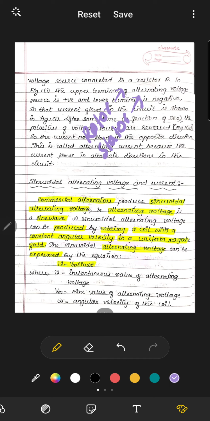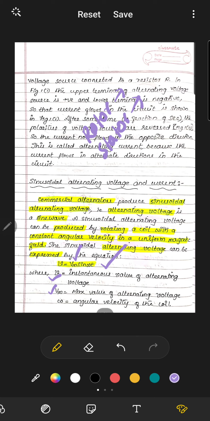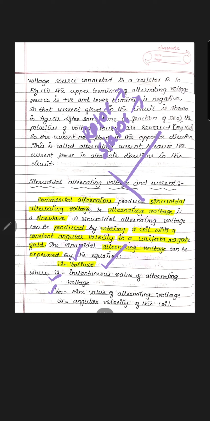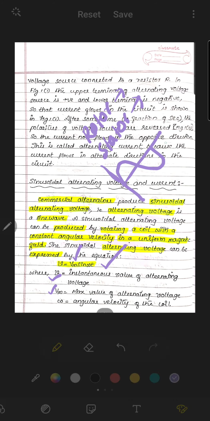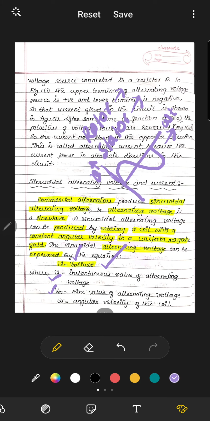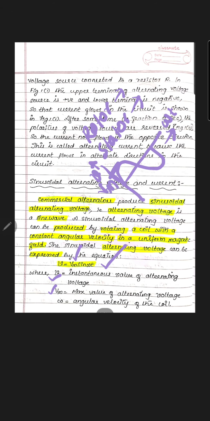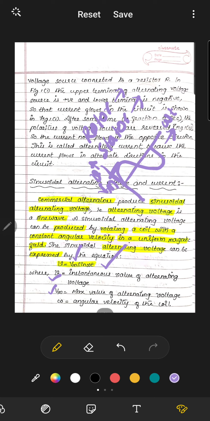The sinusoidal alternating voltage can be expressed by the equation v = Vm sin ωt, where v is the instantaneous value of the alternating voltage, Vm is the maximum value of the alternating voltage, and ω is the angular velocity of the coil. Suppose we draw a voltage waveform like this. This will be the ωt time axis, this will be the instantaneous voltage v, and this will be Vm.